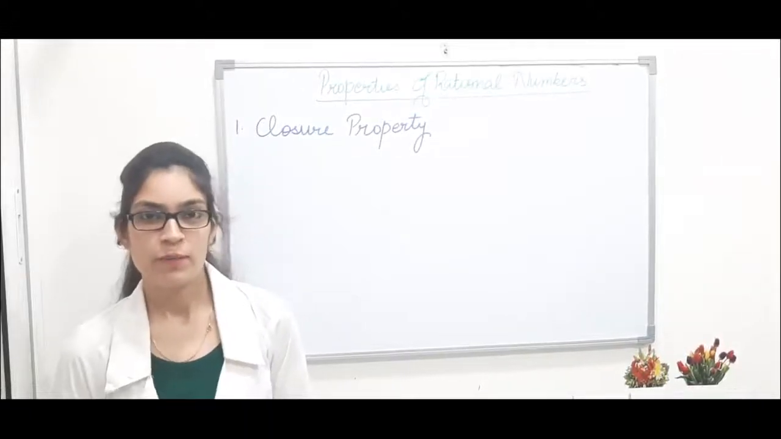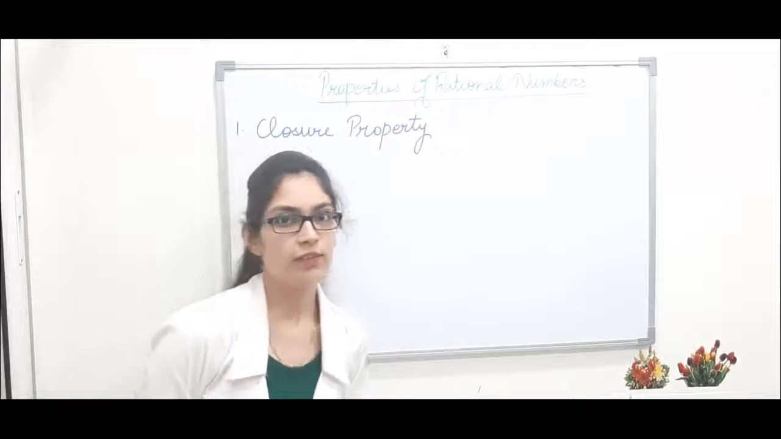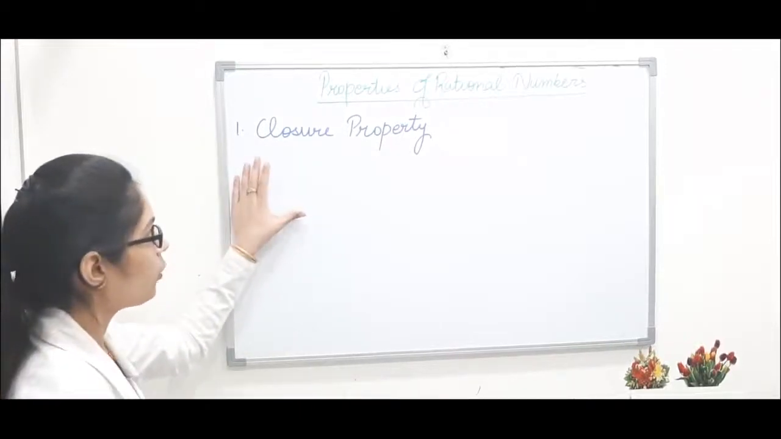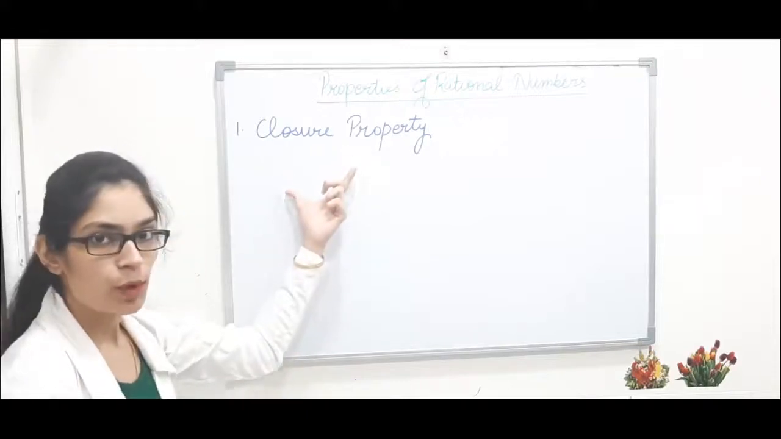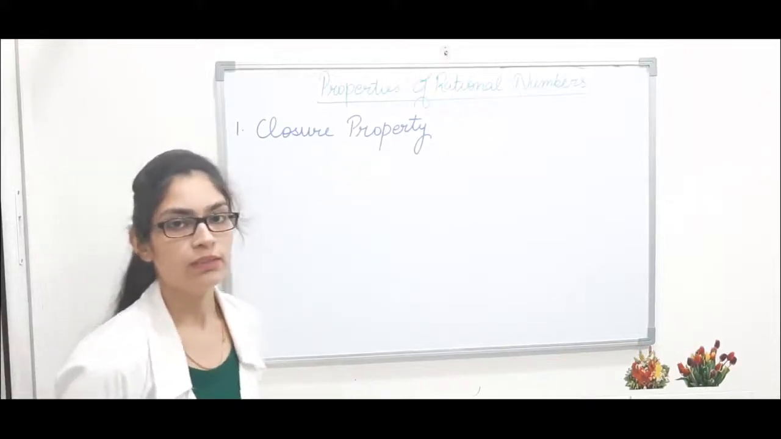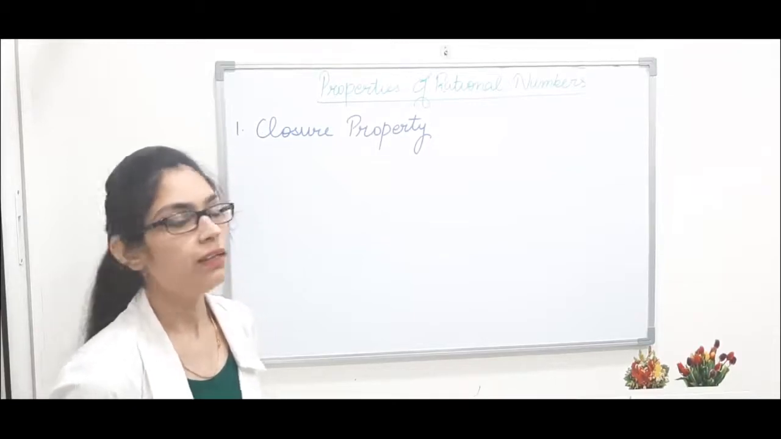Hello everyone. In this video, we will do properties of rational numbers. So let's start. The first property of rational numbers is closure property. We will check this property for the four operations: addition, subtraction, multiplication and division.